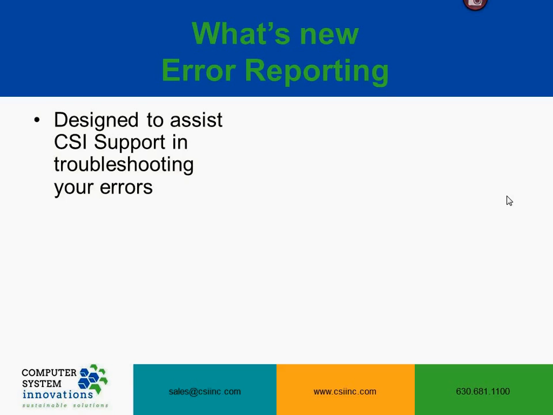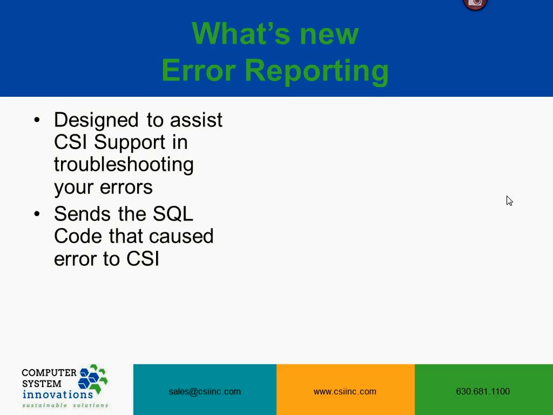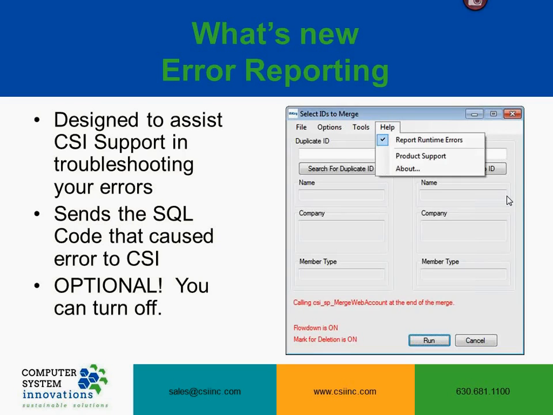How about our error reporting? This is pretty cool. You know, we had a programmer here, and when we'd go to him and say, you know, their iMerge isn't working, he's just like, well, what were they doing? What happened? Can I get their database? And that's a lot of work. So we created a system to send the SQL code that caused the error to CSI, and optionally, you can turn it off. Under your help menu, it's called Report Runtime Error. So you can turn it on or off.